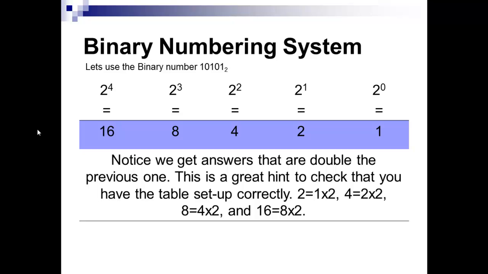So if you start with a 1 and you double it each time, in other words, you multiply it times the base, it's 1 times 2 equals 2, 2 times 2 equals 4, 2 times 4 equals 8, and 2 times 8 equals 16. And you can keep going. 2 times 16 is 32, 2 times 32 is 64, and on as many as you need, as long as the binary number is.